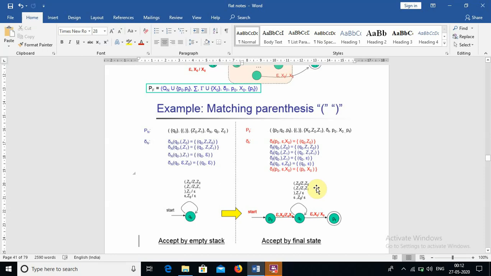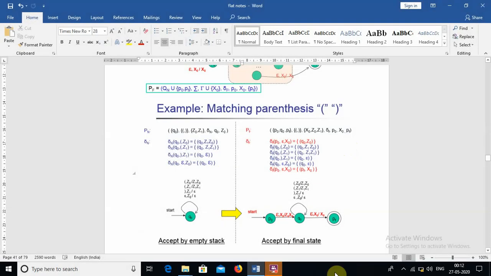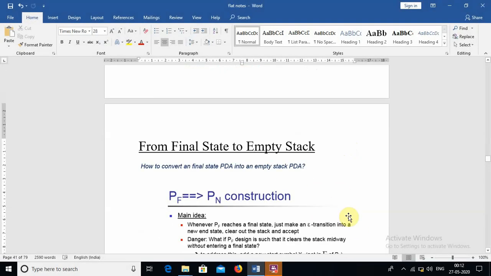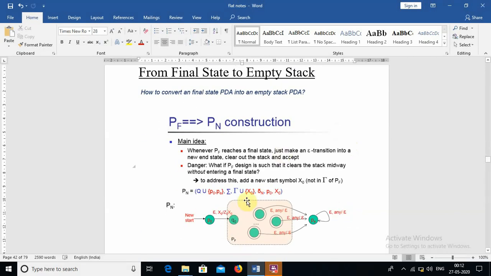Okay, so to understand this example, you already need to know how to construct a PDA. I'm discussing PDA language acceptability from empty stack to final state conversion. Again and again, constructing a PDA is difficult. And from final state to empty stack, there is a possibility to convert a final state PDA to an empty stack PDA. How is it possible? Let's see.